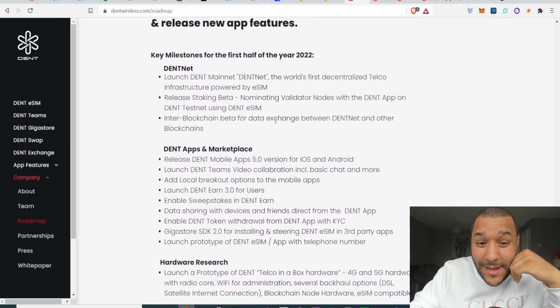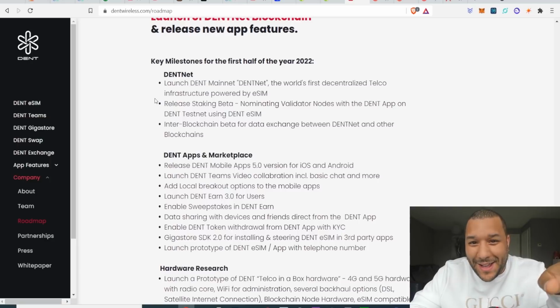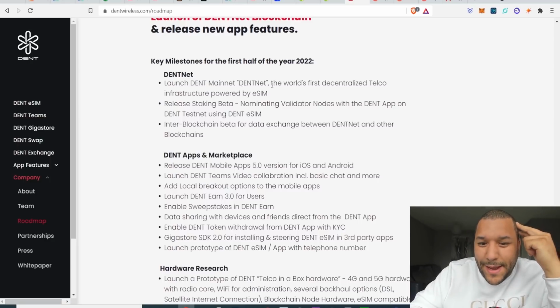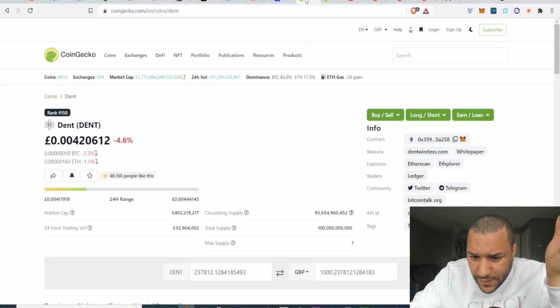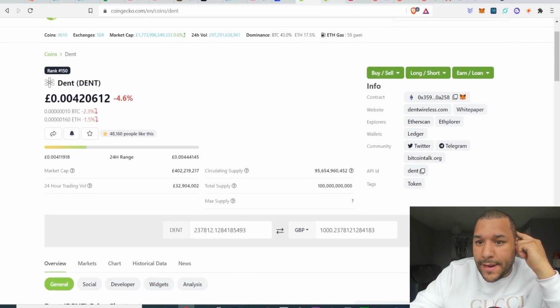So I'm just looking here. Look, key milestones. This is what I was looking for. So in 2022, before I go, okay, DENT. Launch DENT mainnet, DENT net, the world's. So what is it on at the minute? Is it on Ethereum or something? Yeah, it's on Ethereum. So they're going to be jumping to their own mainnet.